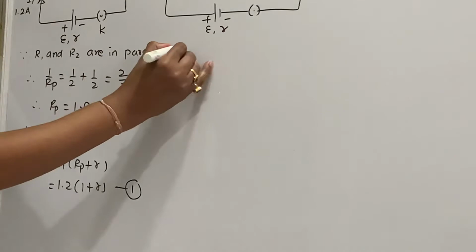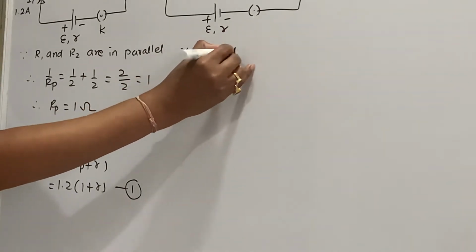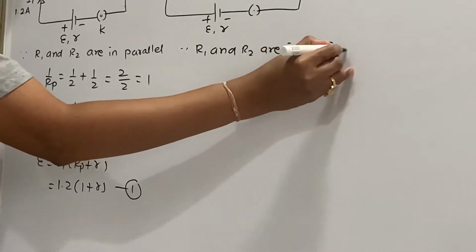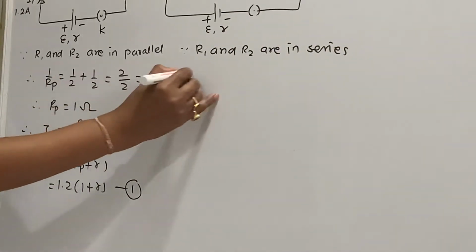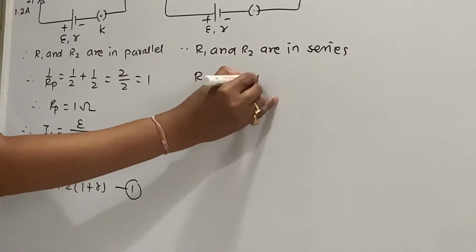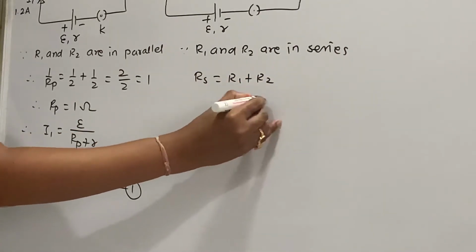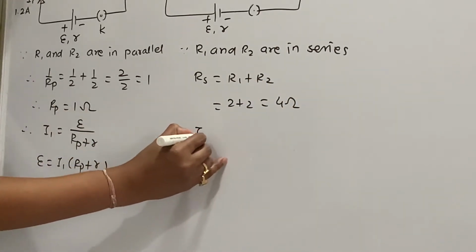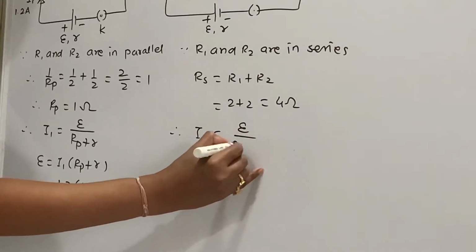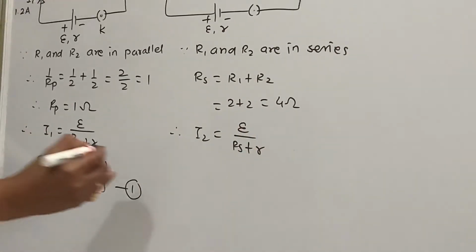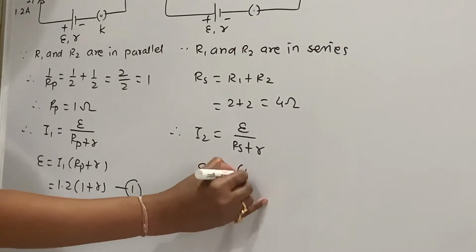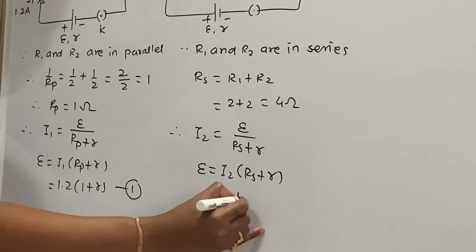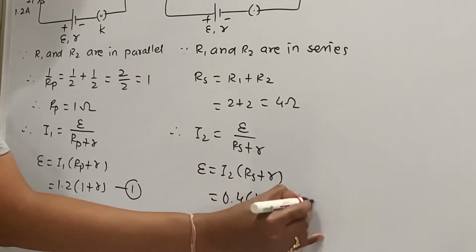Now since your R1 and R2 over here are in series, your Rs is equal to R1 plus R2, and 2 plus 2 is equal to 4 ohm. Now I2 is equal to your EMF upon Rs plus small r. So I can write here E is equal to I2 into (Rs plus small r), which is equal to 0.4 into (4 plus small r), equation number 2.